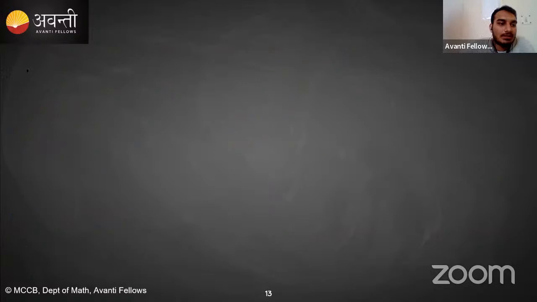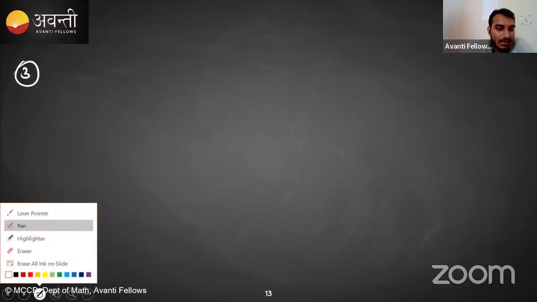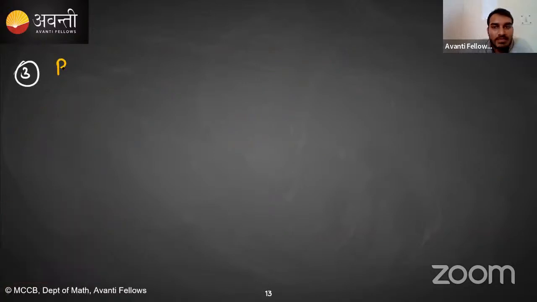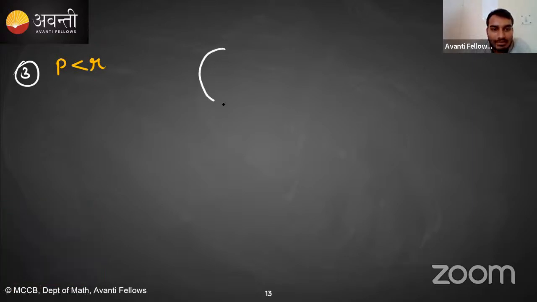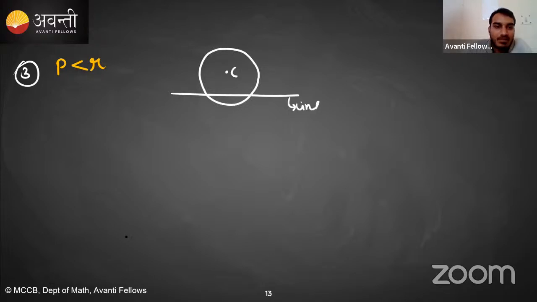So what would be the third case? The third case is, let's say, if the perpendicular distance from the center to a line is less than the radius. How will it be possible? Let's say this is a circle and this is a line. If the center is somewhere here, and P, the perpendicular distance of the center from the line, is this, and this complete distance is R, then P is less than R.